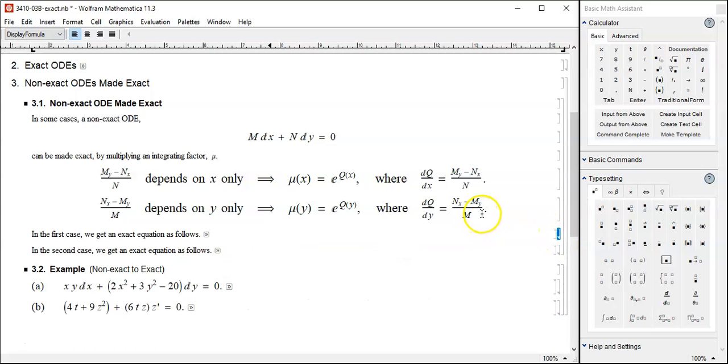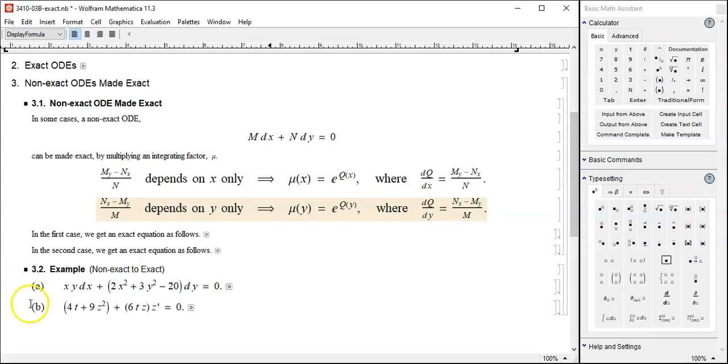In the other case, the proof is similar. When N sub x minus M sub y over M is a function of y only, then the integrating factor is like this.